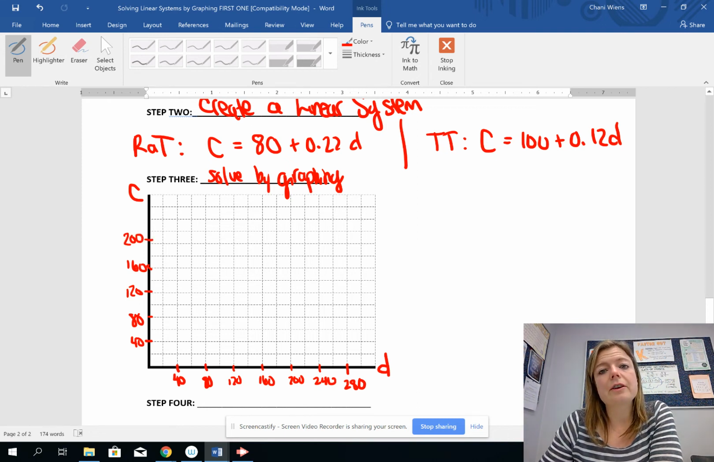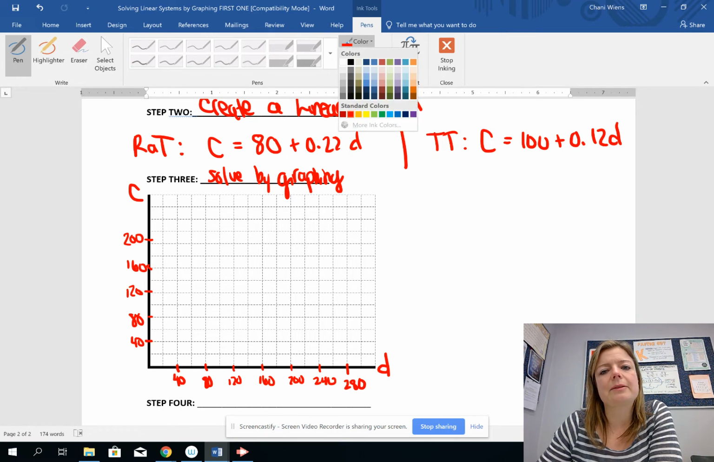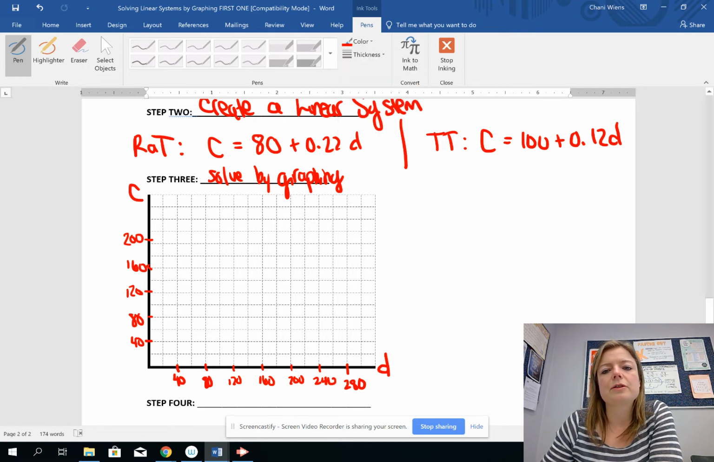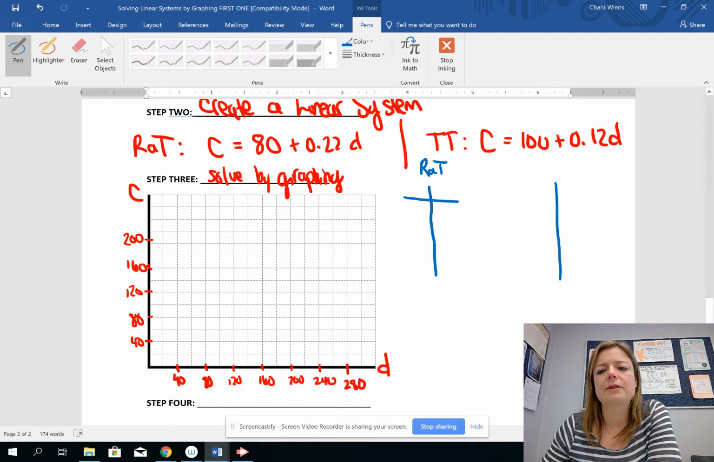Now, on the other graph on the previous page, we just labeled the y-intercept and then used slope to find the next point. In this case, it doesn't make sense to do that, to go over 1 kilometer and up 22 cents, for example. That's really, really hard to do accurately. I would say almost impossible. So what's going to make more sense for us is that we do a table of values for Rent-A-Truck, and then a table of values for Tony's Truck.